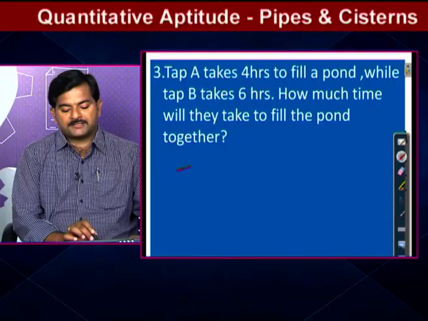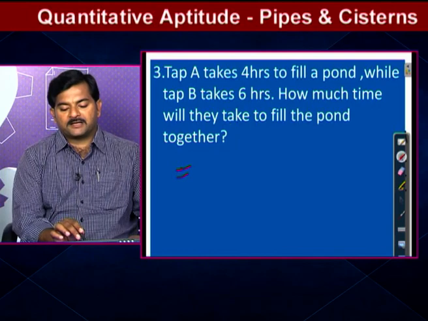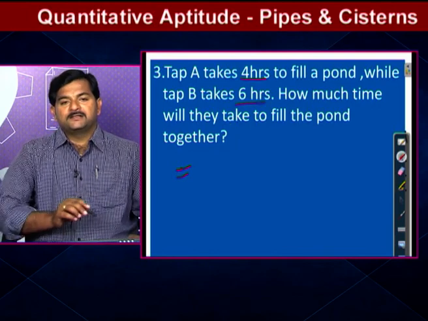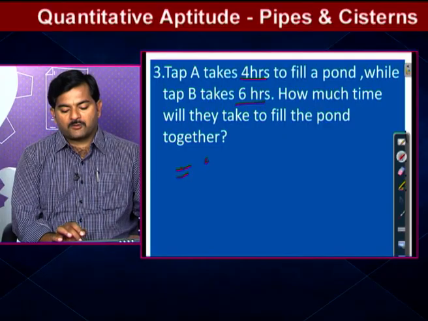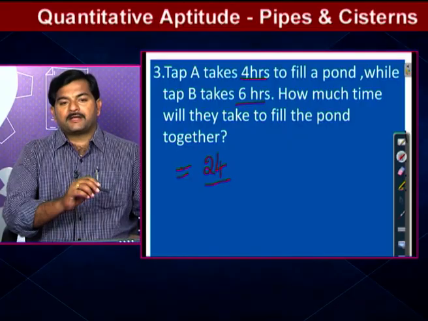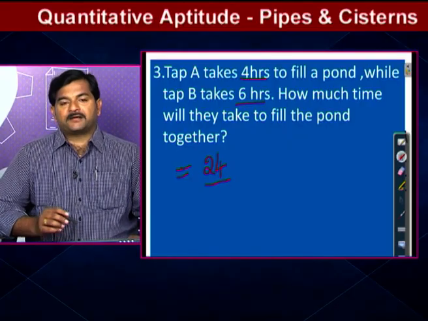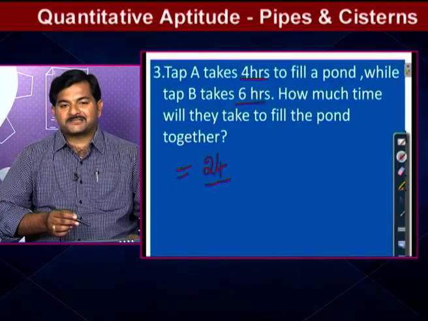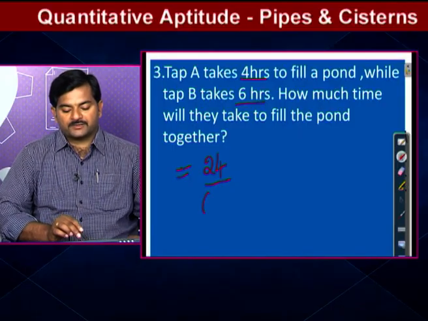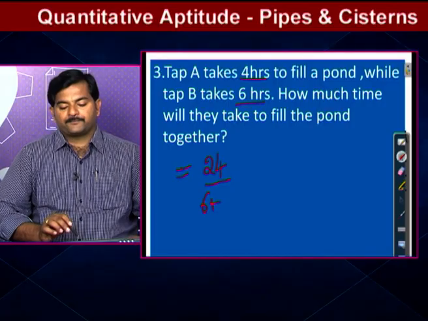Now we'll start by taking the LCM by factors method. Observe here LCM. What are the given numbers? 4 hours and 6 hours. The LCM of 4 and 6 is how much? 24. LCM by factors. How will you get the factors here? 4 1s are 4, 4 6s are 24.